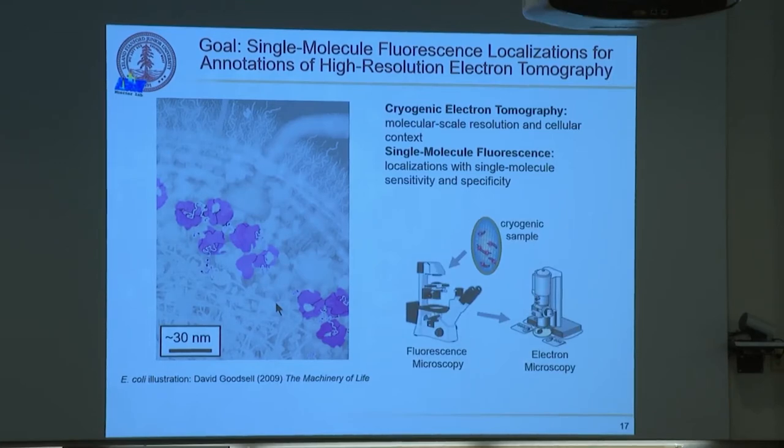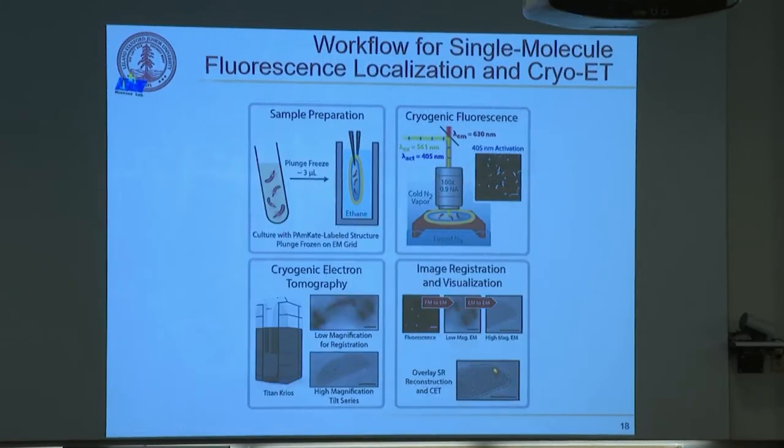This then requires that we do our optical microscopy on a cryogenic sample that can be immediately sent to a cryo-electron microscope. So that's the challenge here. We need to do experiments on cells that are on an electron microscope grid. So Peter Dahlberg, my postdoc, has been pursuing this interesting project.